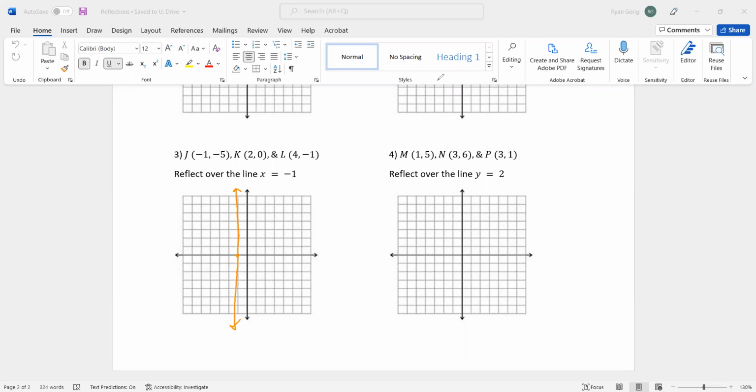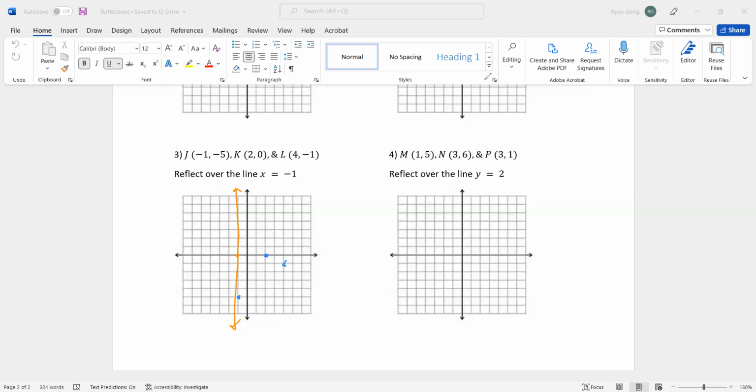So now I'm going to go ahead and label my pre-image. And have you noticed how my pre-image is blue? Can I get used to that? So -1, -5. Interesting that it's on the line. 2, 0. Now, make sure you're still going from the origin, right 2 over 0. And 4, -1 is right 4 down 1.